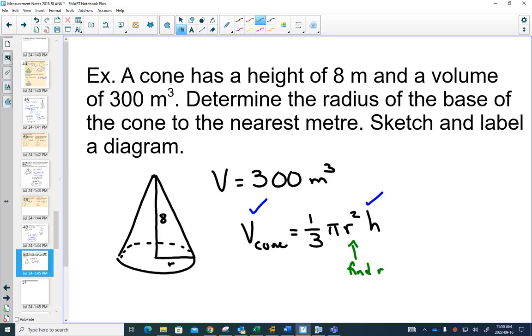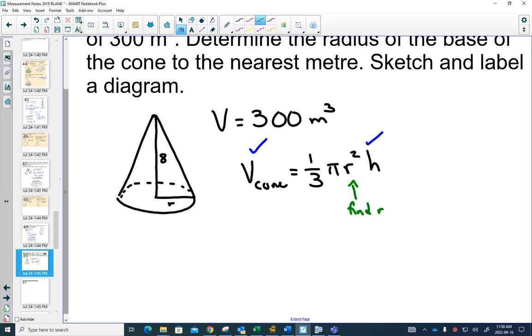So what that allows me to do is rewrite the formula with numbers in for everything except for the r. Instead of the volume, I can write 300. I can write the 1/3, I can write the pi. I don't know r, so that stays there. But instead of the h, I can replace that with 8. And now we want to get the r by itself. So first, we're going to try to get the r squared by itself.